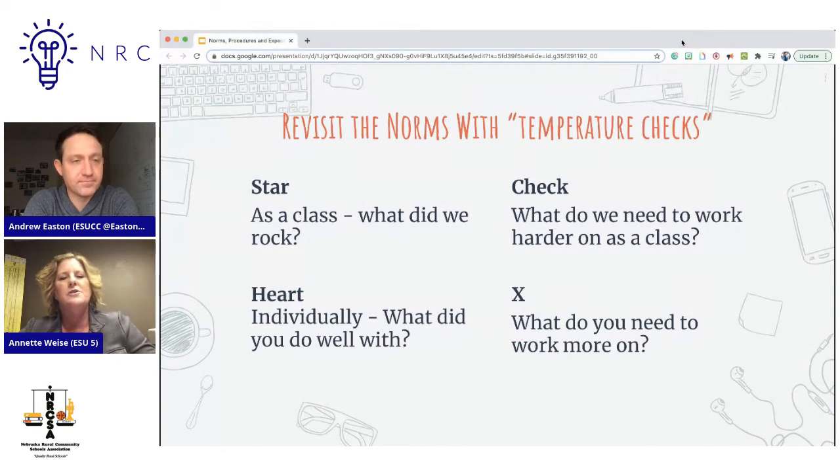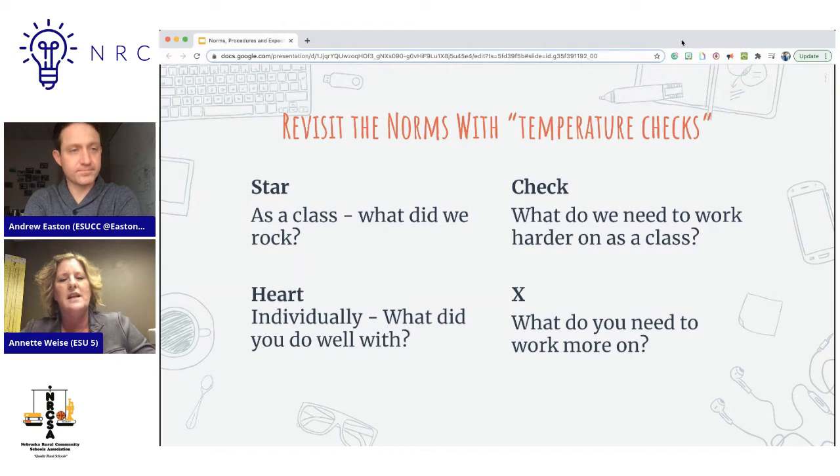Through Zoom, you have the annotation ability for students. So there's lots of nice tools in there. I think the stamps work really nice for this because you don't want to spend a ton of time doing these temperature checks, but it is important to go back and really make kids think about how they are doing. Are they committed to that community and so forth? So it can be a simple bringing up your slide of your norms and having kids use those annotation tools.